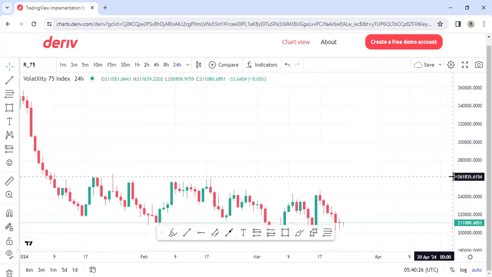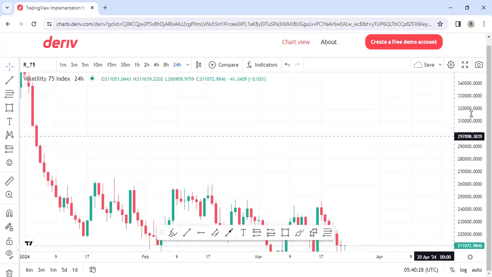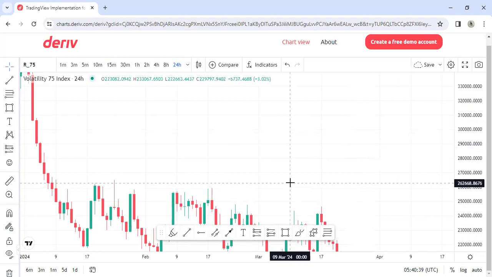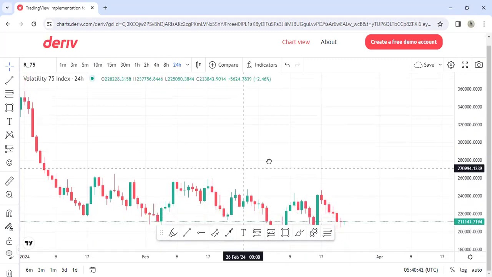Now this one, sorry, V75. V75 is also very bearish. The market is still very bearish on V75. Still a very good bearish market. So what do we have here?